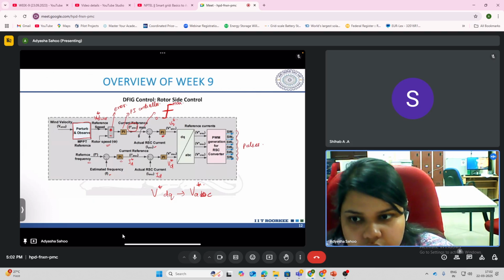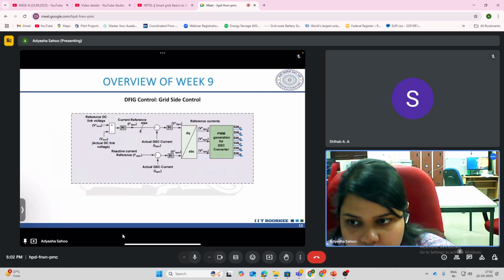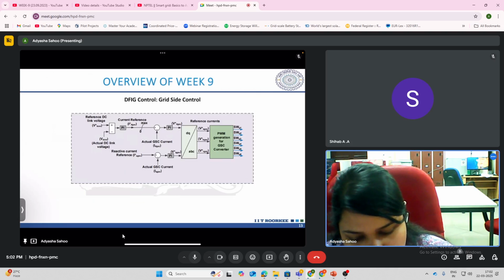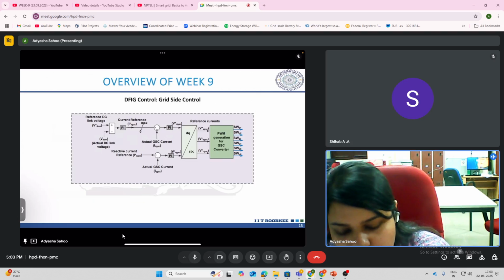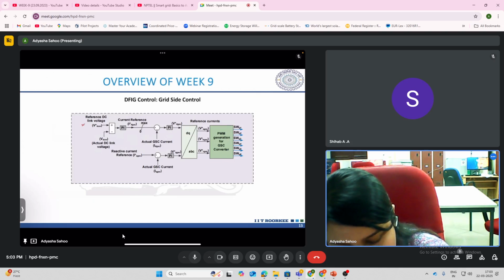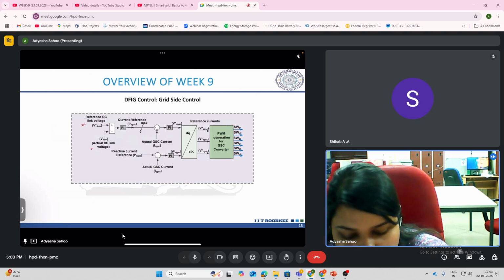So that is the rotor side control. Now what happens in the grid side control here is, you are tracking the DC link voltage, VDC star, and then again you're comparing it with the actual. Similarly to the previous one, you are minimizing the error in the PI controller and calculating the ID star, and again you are comparing and getting finally the VD star for the grid side control.